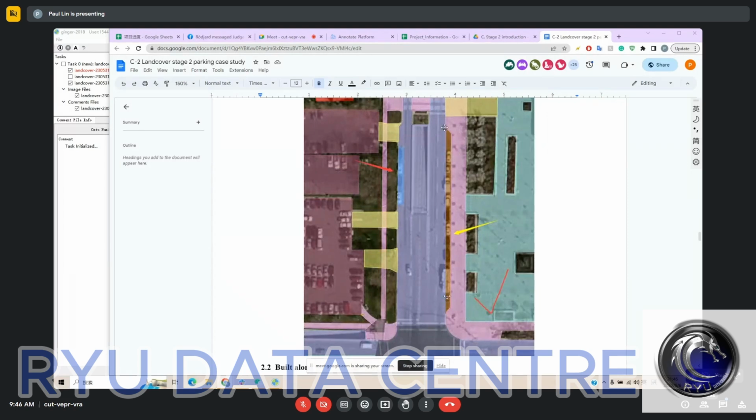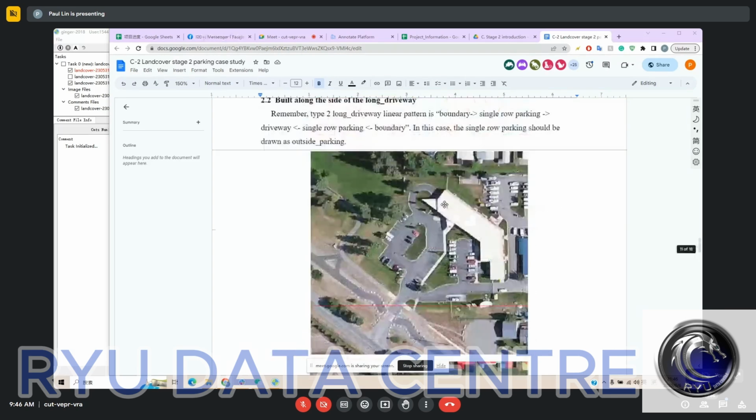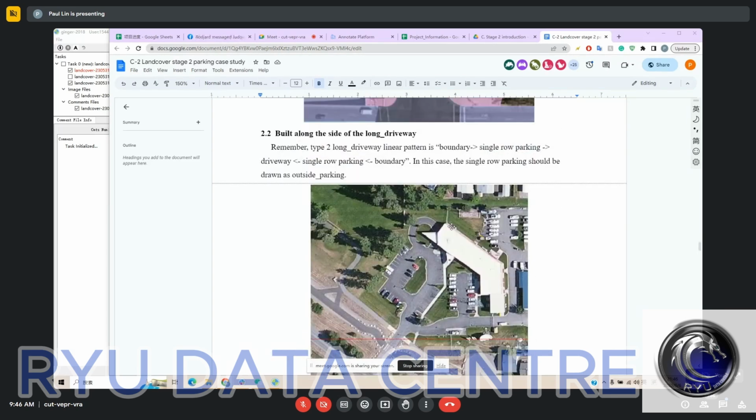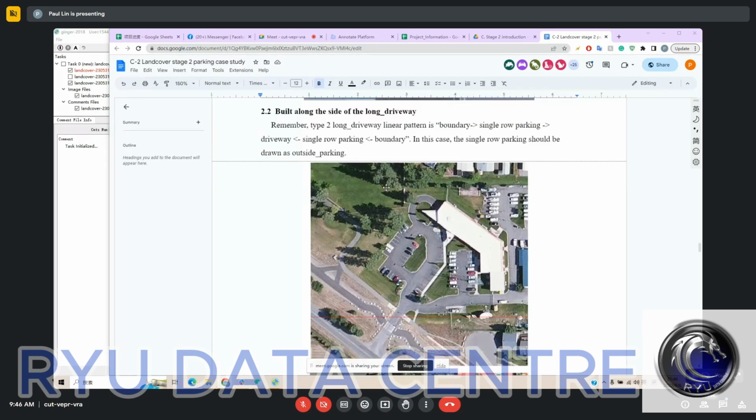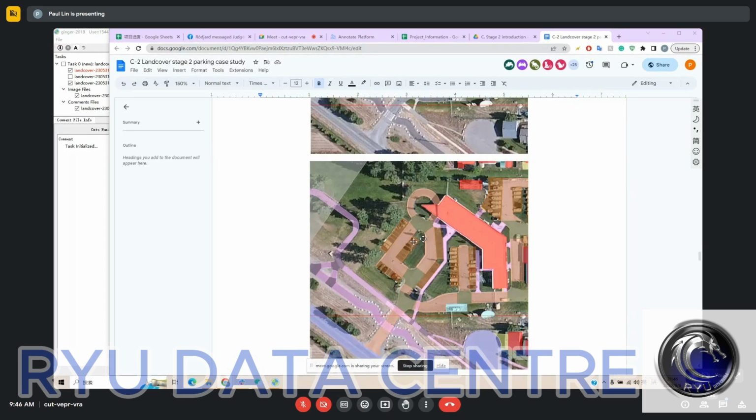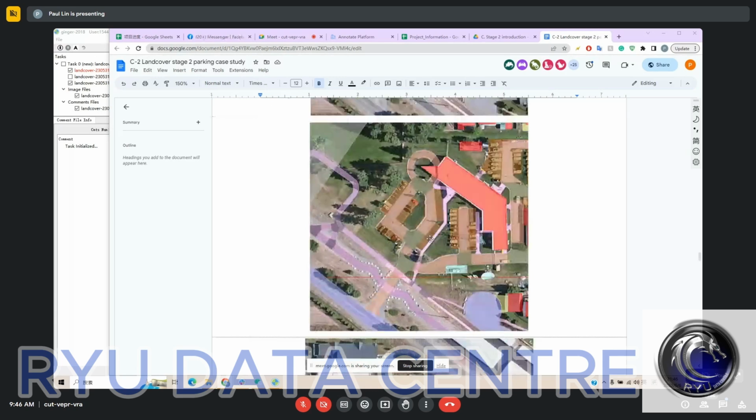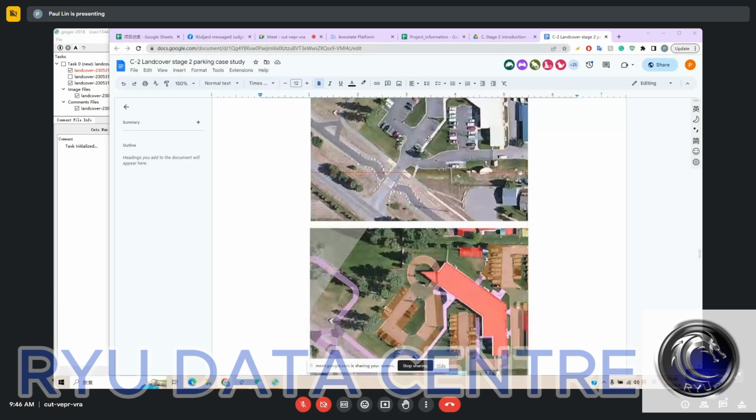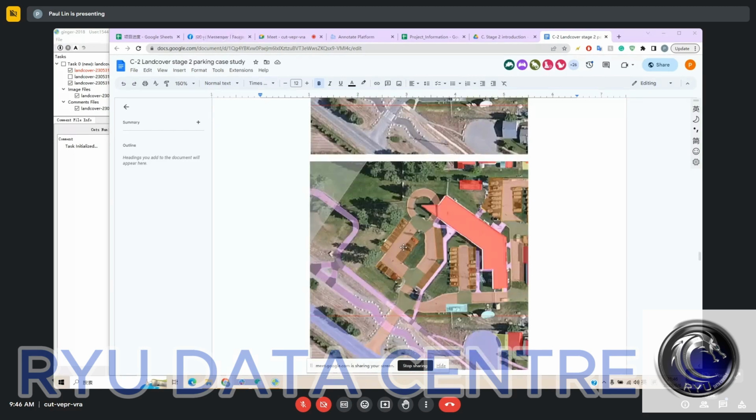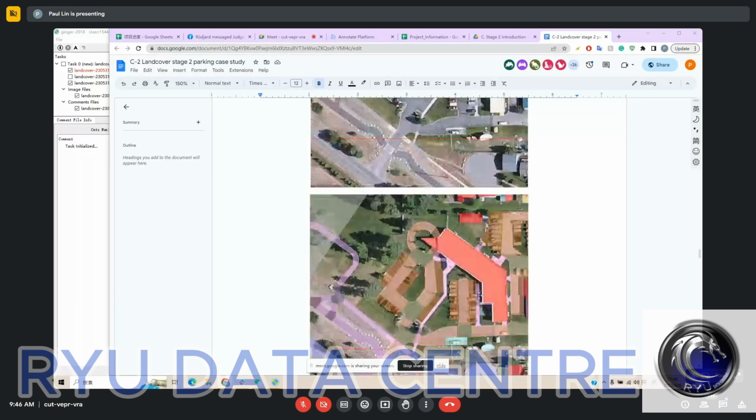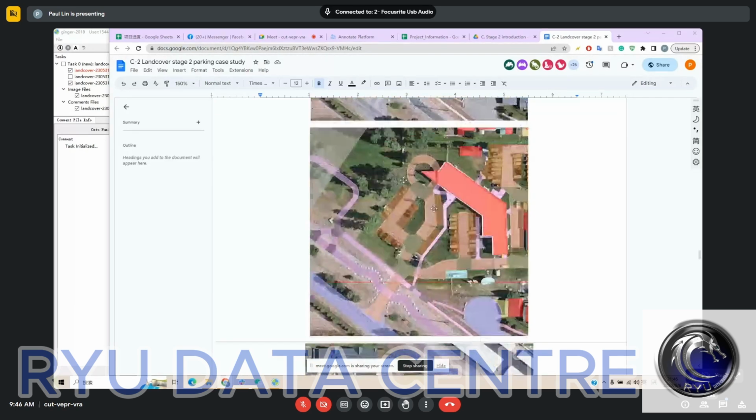So, outside parking and inside parking. This is actually a pretty good comparison for the inside parking and outside parking. And also, the outside parking built along the side of the long driveway. In this commercial area, there will be a lot of long driveways like this, and the parking spots along the side of the long driveway will be captured as outside parking as well.